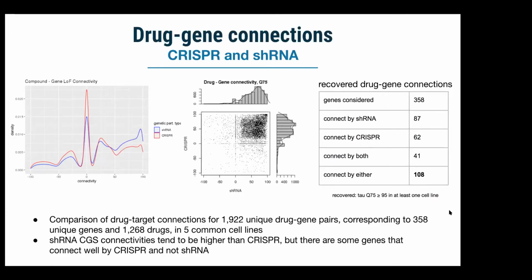So I think that's good. That gives us 108 of these genetic loss of function signatures that we believe are good, because we're able to match them to a perturbational signature of a compound targeting that particular gene. It's not always the case that CRISPR and shRNA give you the same answer, but it's nice that using both of those methodologies, we can increase the coverage of genes for which we believe we have a good loss of function signature.